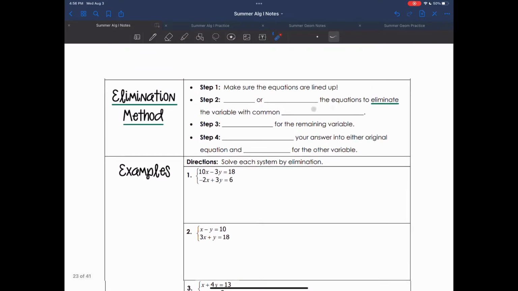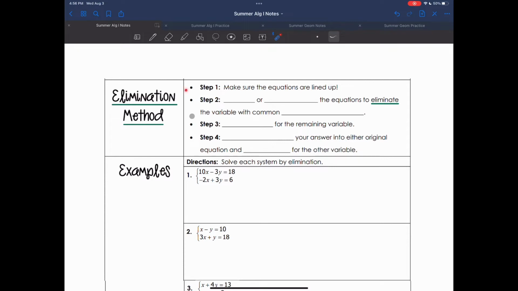Within that, there are so many ways to solve, so we're going to focus on what's called the elimination method of solving systems. Let's go ahead and fill in all of the blanks here so you have a good 4-step process that you can refer back to. Then we'll use that while we go through number 1 to make more sense of it.